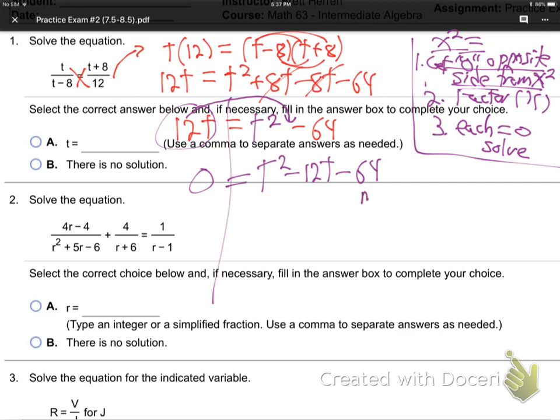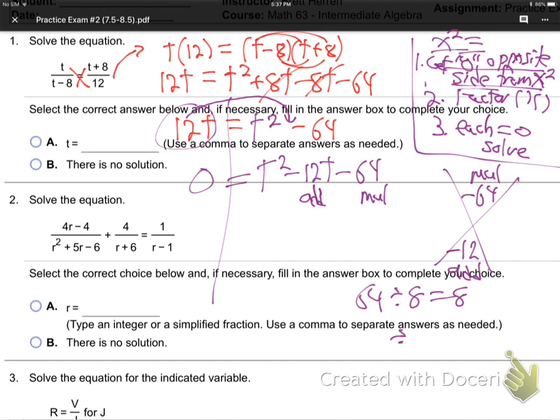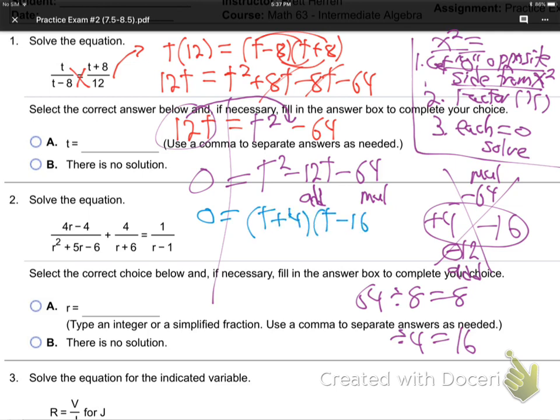So let's say what multiplies and adds to the diamond. What multiplies to be minus 64 and adds to be minus 12? You can take your calculator and divide by different things. I'm thinking 8 and 8, no. 4 and 16, that's it. Sign on the bottom goes in the bigger. So plus 4 minus 16 will do it. So then this factors t plus 4, t minus 16.